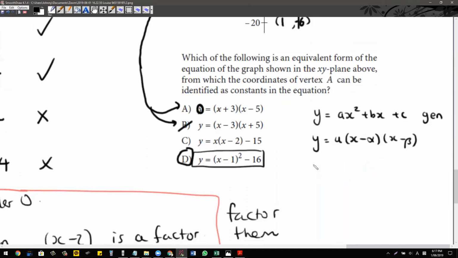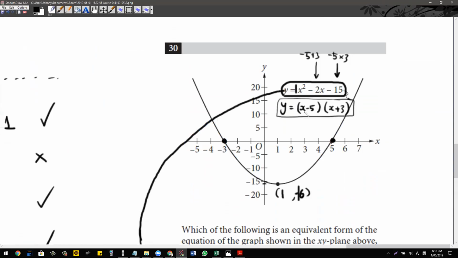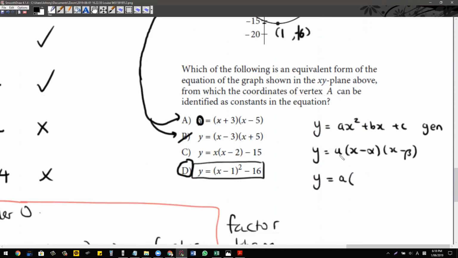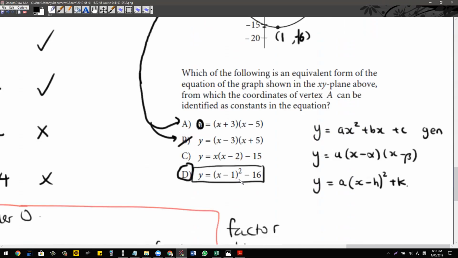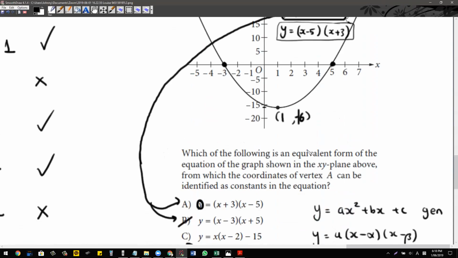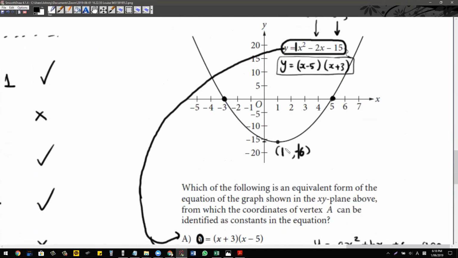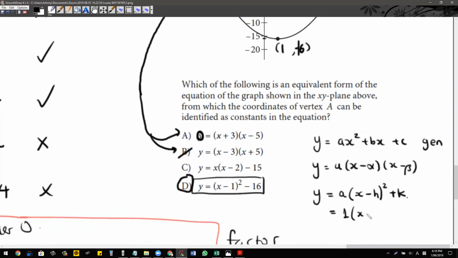Now, the vertex form is given by a(x - h) squared plus k. So what's a? You see how this is x squared with a 1 in front of it? That's the a value. Sometimes it's not 1. Obviously, because this one is 1x squared, that's why a is 1. And you see the vertex is (1, -16), right? So because this is 1 here, it's -1 here.